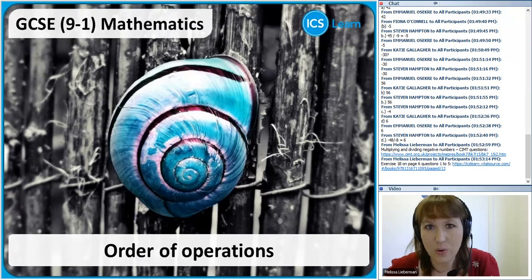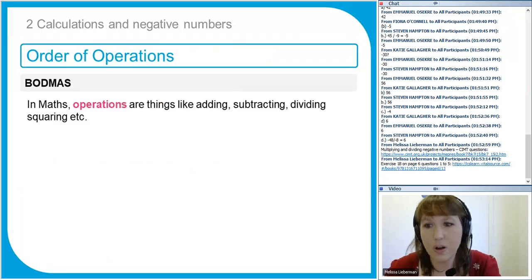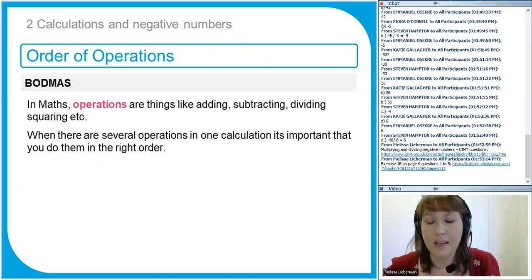Let's have a look now at order of operations before I let you go. Order of operations is just when we've got more than one thing in the calculation, to know what order we need to do it in. Operations are things like adding, subtracting, multiplying, dividing, squaring, and square rooting. When you've got several operations in the calculation, you need to do them in the right order.